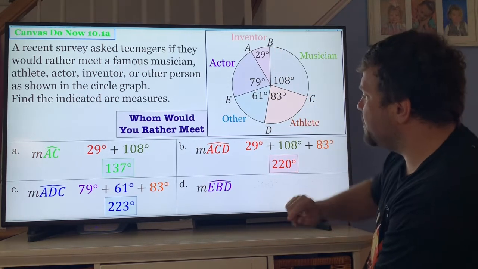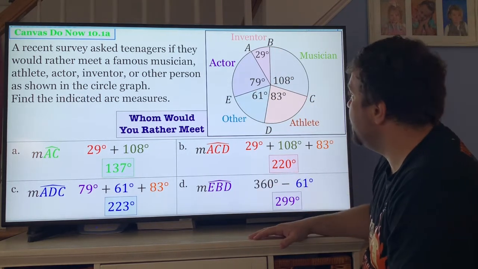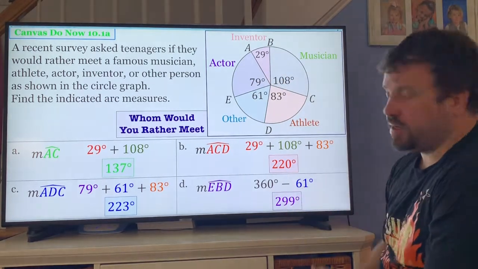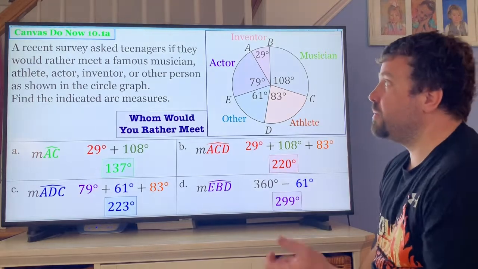EBD says everything but 61. So I just subtract 61 and get 299. This, and this, all added together also gives you 299. Got it? Hopefully you did well.